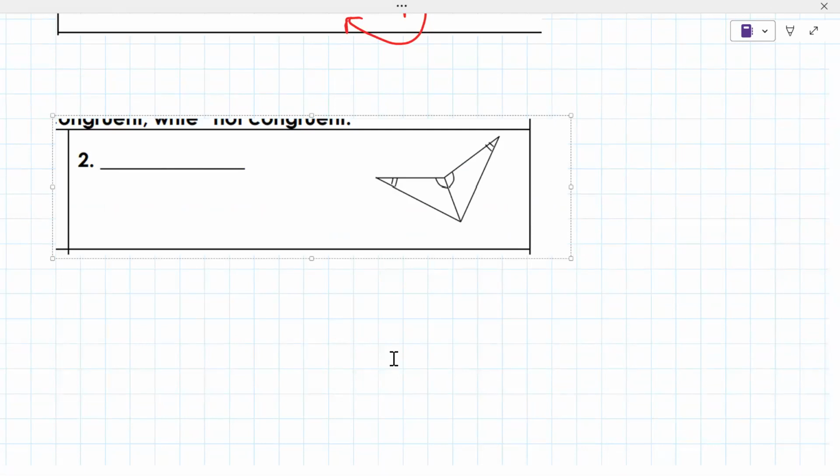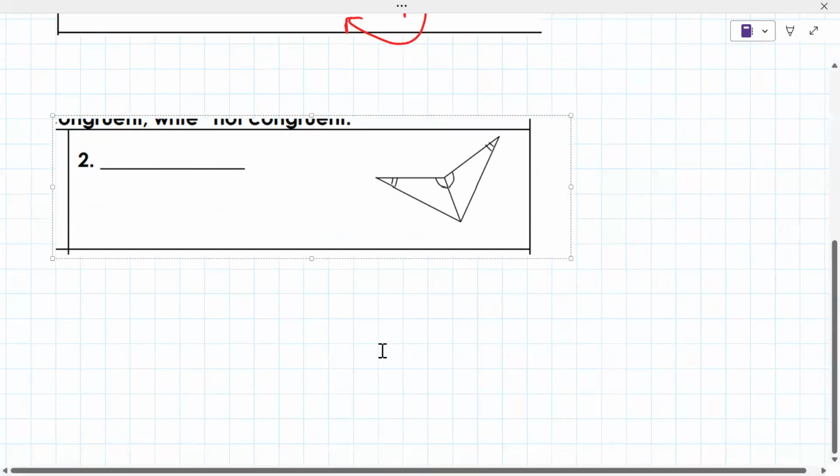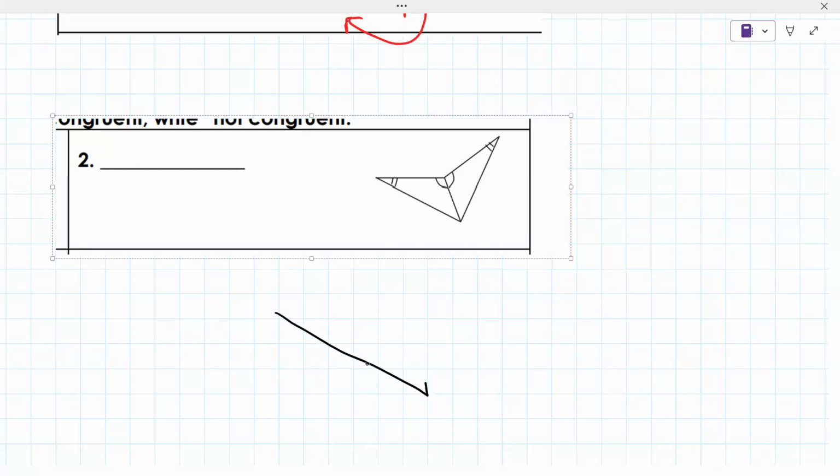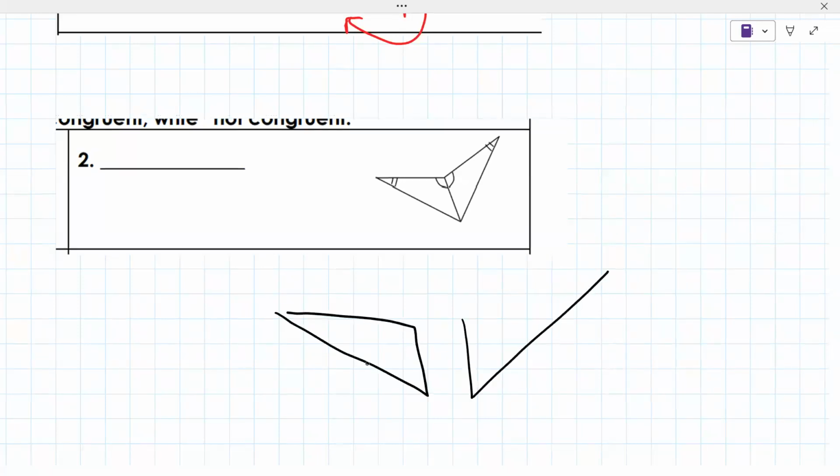I'd say I have a side, two angles, another side. But it's two angles, not one angle. It's not side, side, another side. It's not side angle side. Angle side angle? When you say angle, side, angle, the side has to be between the two angles.